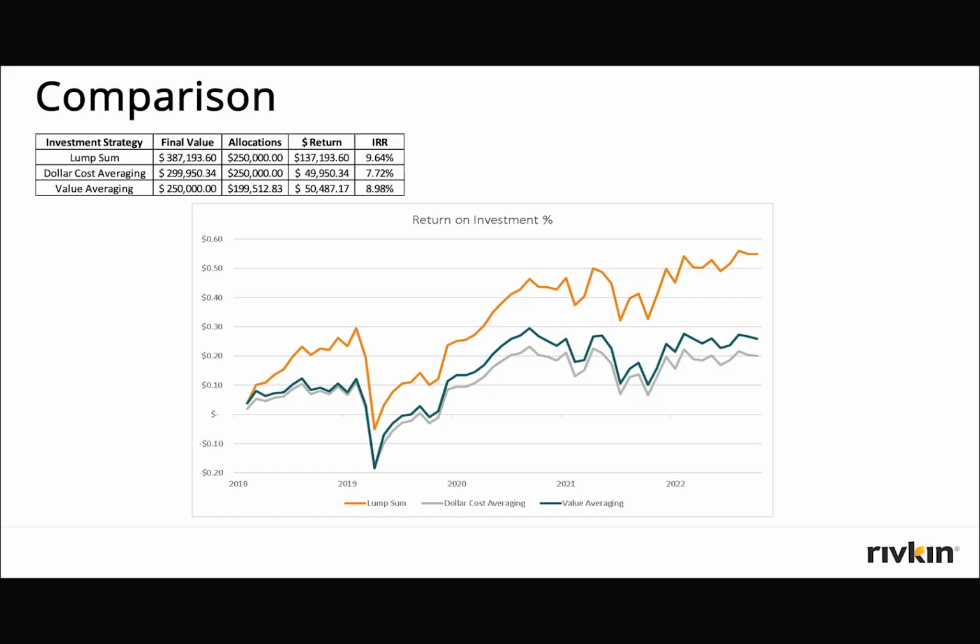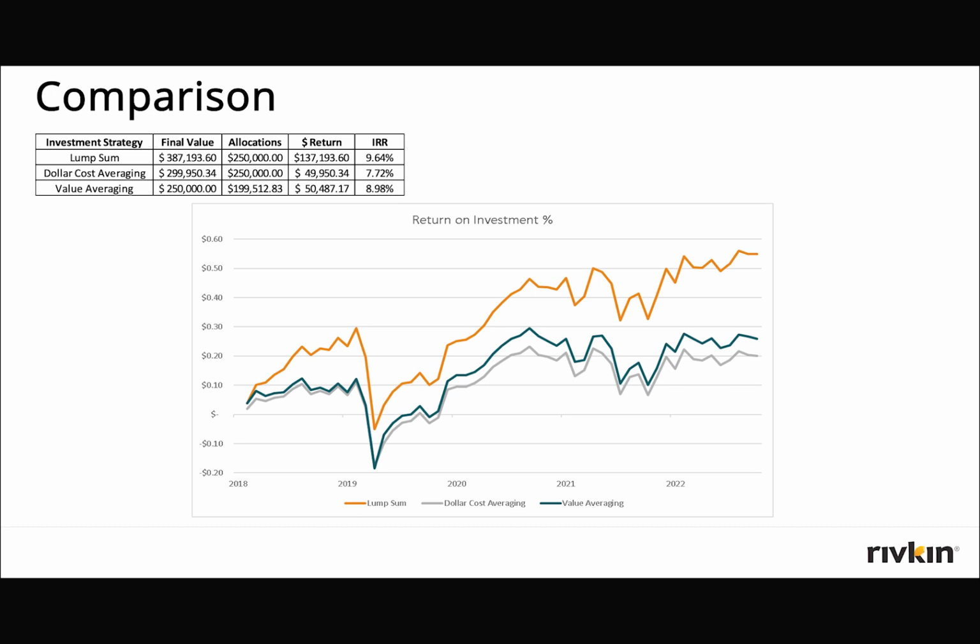Now, if we have a look at the difference of all of these methods together on this chart, what we're looking at is your return on investment. We can see that the clear winner here is lump sum. Now, the reason behind that is because we're taking advantage of compounding as soon as possible and getting returns on our full amount of capital.